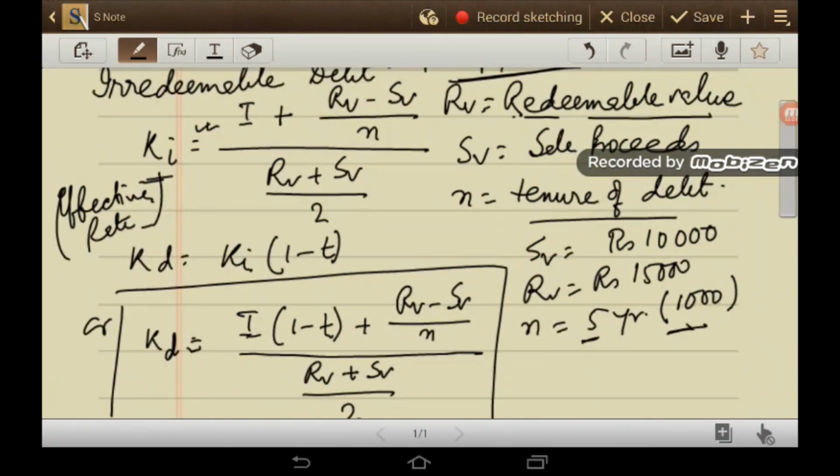I request all the students, whichever formula you are using, either this one or this one, you have to mention the formula in your answer script and then use it, because either of these formulas is acceptable in all the institutes in our country. But whichever formula you adopt, you must write it in your notebook.